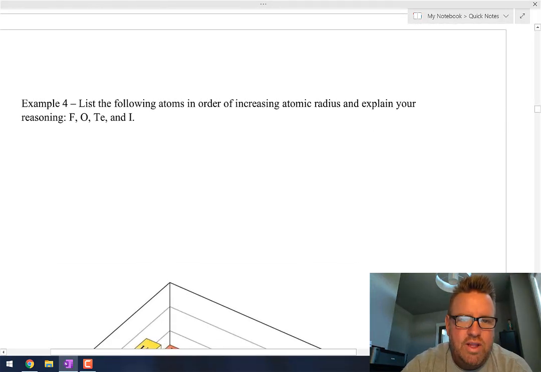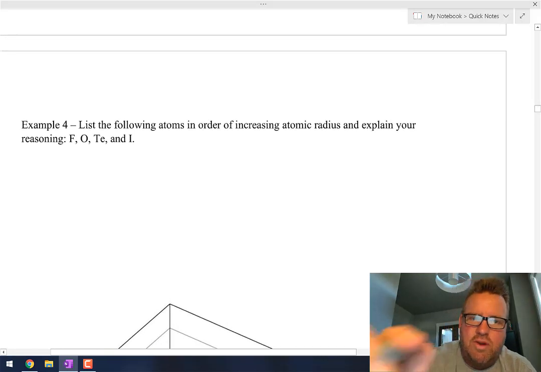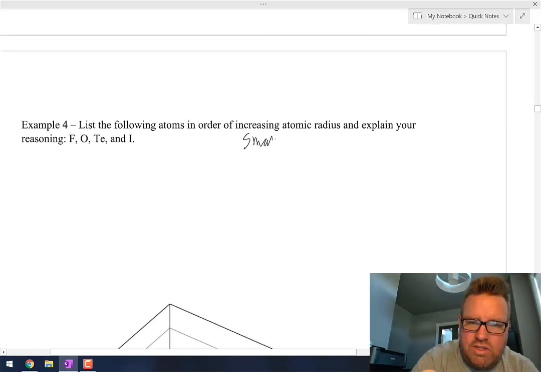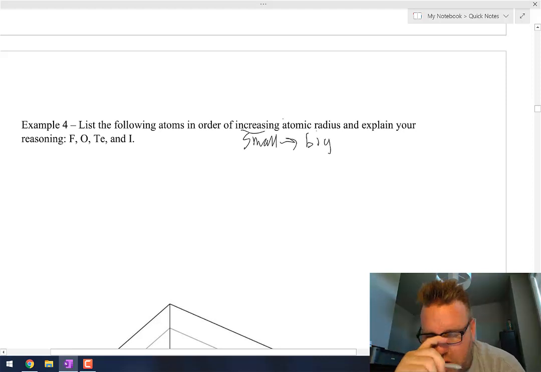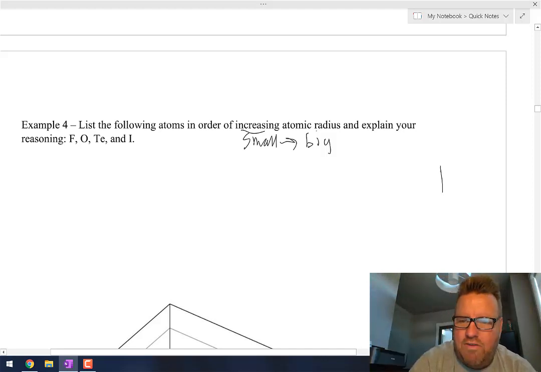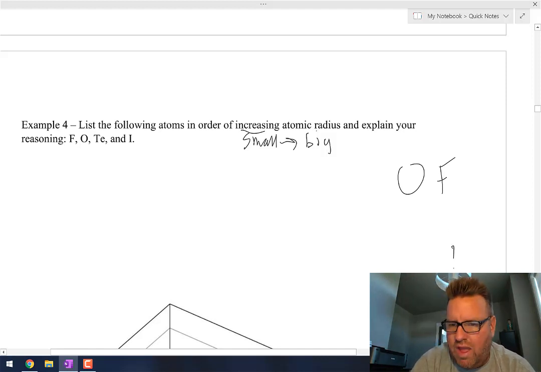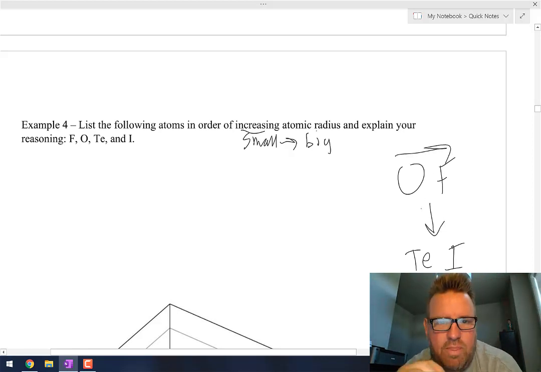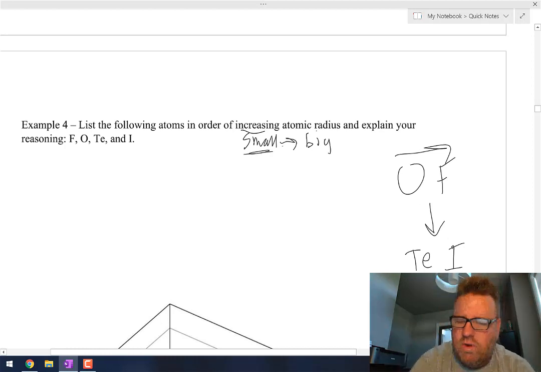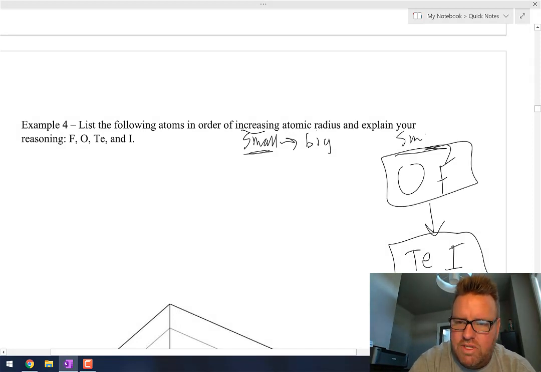Okay, so example 4 here. List the following atoms in order of increasing atomic radius. Increasing, again, means start small and go to big. Okay, if it's increasing, that's what that means. So I'm looking at the periodic table. We got F and O up at the top, and then down below we have I and we have Te. Okay, so clearly we're going across the periodic table and then we're going down the periodic table. So we want to start with the smallest of these. So hopefully you see right away, okay, these are farther down the periodic table. They're going to be bigger. So these ones up at the top are going to be smaller.